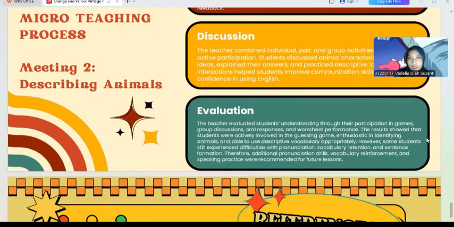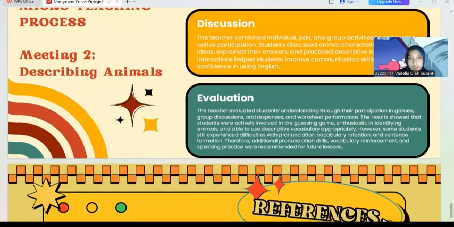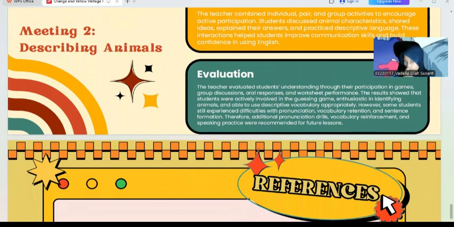And then, to make the lesson more enjoyable, the teacher organized a guessing game using pictures of animals. Students guess the animal based on clues and complete an individual worksheet related to animal description. In the discussion, they exchange ideas, answer questions, and describe animals together.